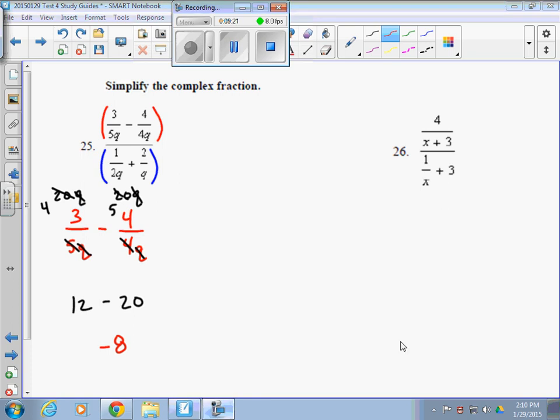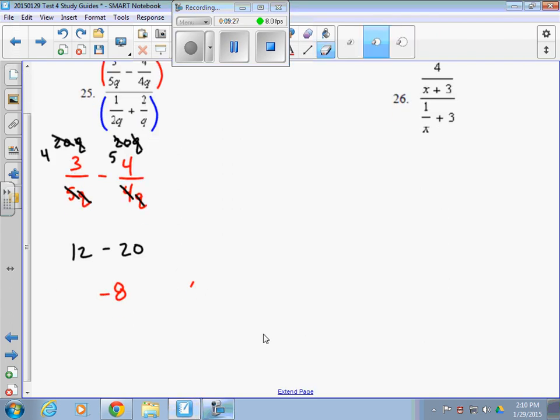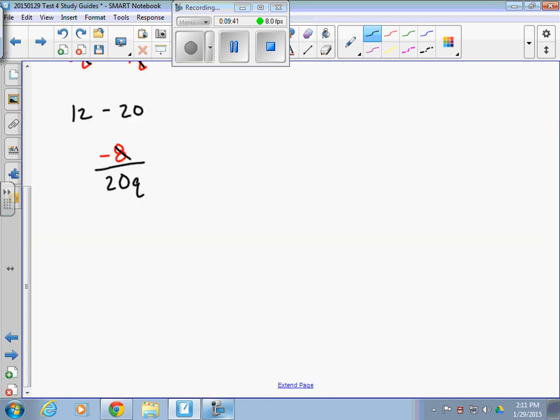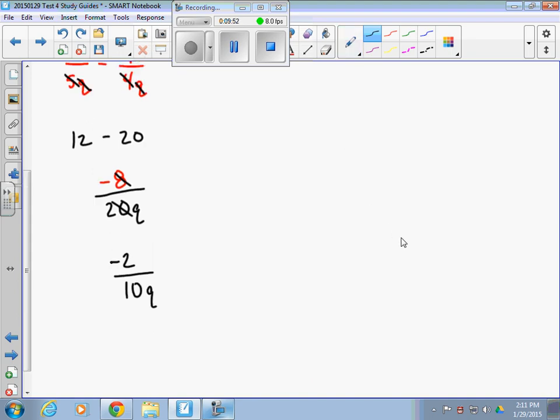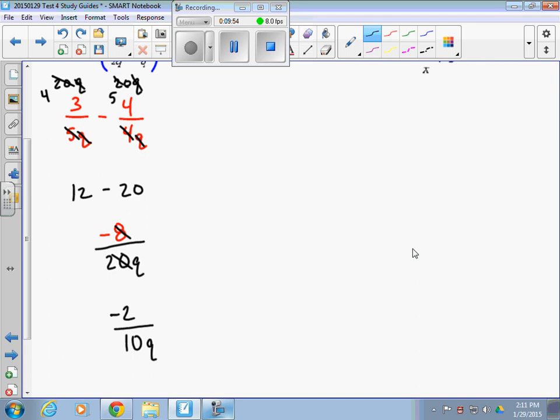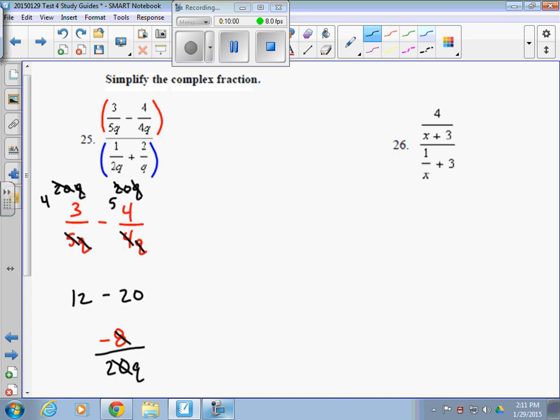You have to take that and put it back over the denominator that you came up with, though. Negative 8 is going to go over 20q, is what they had in common. And you can simplify this. The number 4 goes into both of these. It goes into negative 8 negative 2 times, and it goes into 20 10 times. So we got negative 2 over 10q. Now that's going to be divided by what we're going to simplify in the blue part.